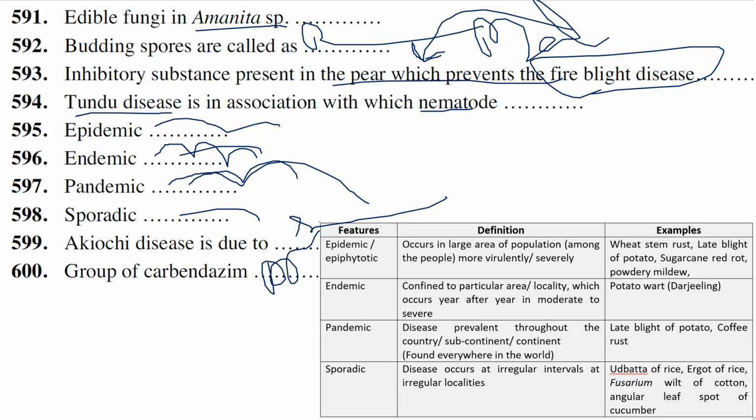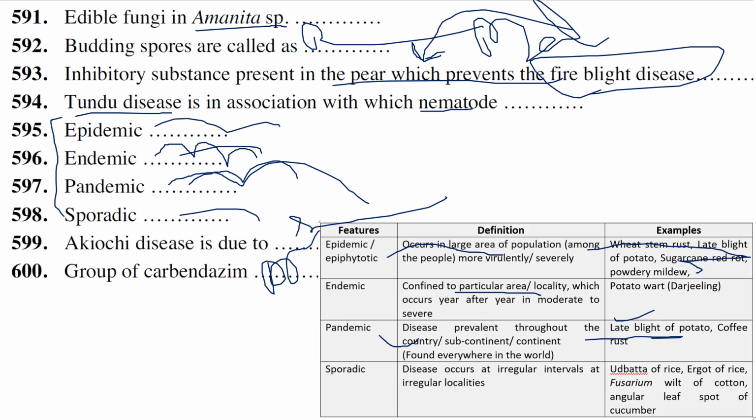Again, I have given here epidemic, endemic, pandemic, sporadic. Epidemic means occurring over a large area or virulently in a severe manner. Example is wheat stem rust, late blight of potato, sugarcane red rot, powdery mildew disease. Endemic means confined to a particular area or locality. Example is potato wart, confined to only Darjeeling. Pandemic means a disease prevalent all over the country, subcontinent, continent, everywhere in the world. You just put your finger on the country, the disease will be there. So that's a pandemic. You can also take the example of the coronavirus pandemic, right?